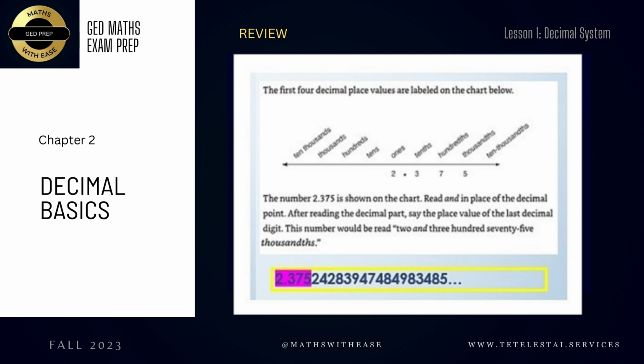So informally, or more commonly, you would read this number as 2.375. And even the informal way of reading this number lets you know that each digit plays a unique role. So we don't read this as 2.375. You would sound out each digit, 3, 7, and 5, to reflect their unique and individual positions on the number line.